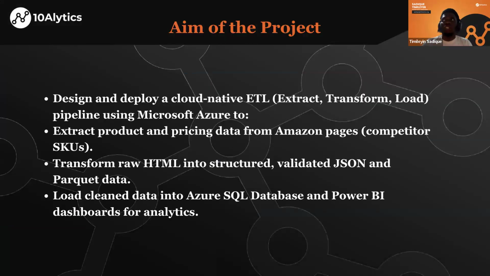Now, the aim of this project is for us to design and deploy a cloud-native ETL pipeline. ETL stands for extract, transform, and load. Then we are going to extract products and the products pricing data from Alibaba. We are not going to be using Amazon. Amazon is going to give us issues if we try it. So let's just stick with Alibaba. That's the alternative to Amazon, basically. So now we are going to be transforming raw HTML into structured, validated JSON and Parquet data.